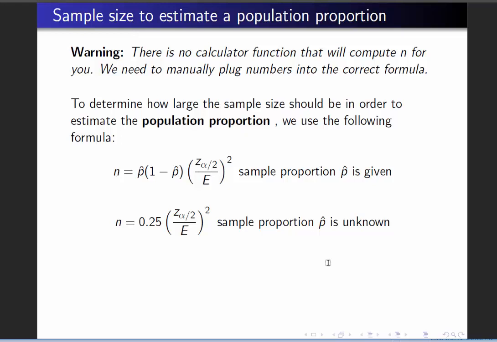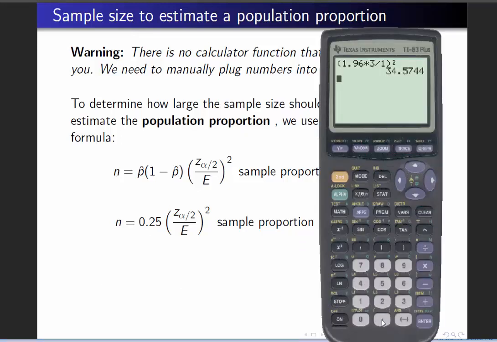If p hat is unknown, you use 0.25. And why is that? If p hat is unknown, just assume it's a 50-50 chance, so assume that p hat is 0.5. Then look what happens if I do 0.5 times 1 minus 0.5. I get 0.25. That's where that number comes from, so it's not actually made up. We just make an assumption that if we're not given a sample proportion, then our sample proportion will be 0.5.